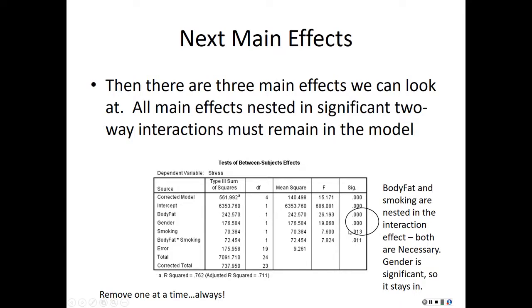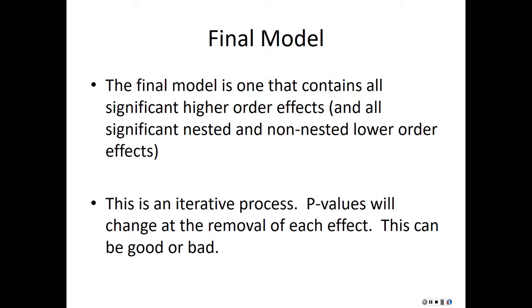Okay, so this is going to end up being our full final, what's called a parsimonious model. It is the model with the least amount of effects necessary to the hierarchy and the most significant effects. I think that's how I wanted to say it. Okay, so it's the one that has all the significant nested and non-nested lower order effects.